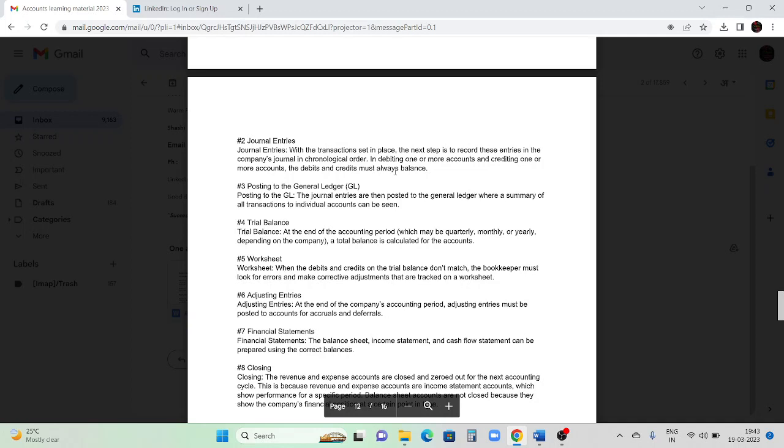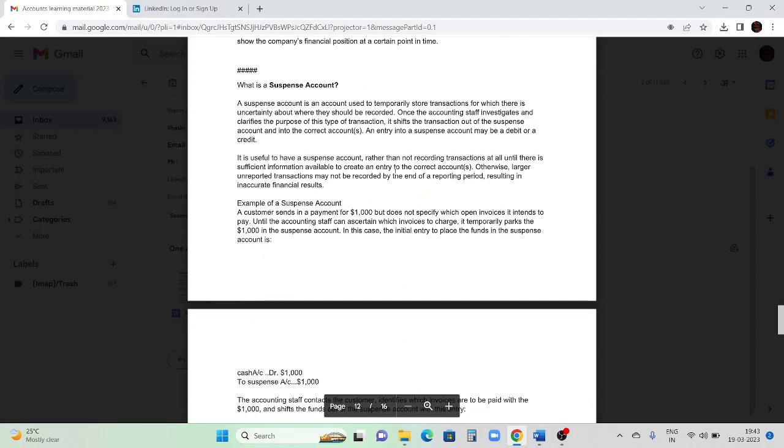Journal entries: with the transaction set in place, the next step is to record these entries in the company's journal in chronological order, debiting one or more accounts and crediting one or more accounts. Debit and credit must always balance. What is a suspense account? A suspense account is an account used to temporarily store transactions for which there is uncertainty about where they should be recorded. It is useful to have a suspense account rather than not recording the transaction at all until there is sufficient information available to create an entry to the correct account.